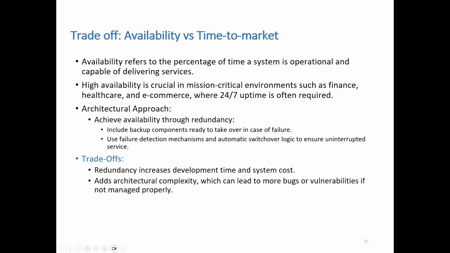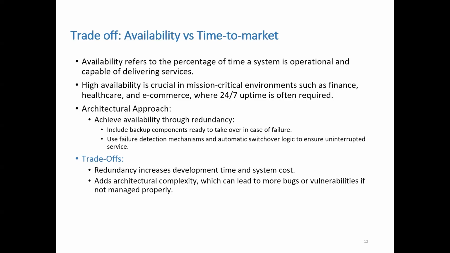Let's talk about availability, which is one of the most critical non-functional requirements in enterprise systems. Availability basically means how often your system is up and running, delivering services, responding to requests, and doing what it's supposed to do. It's usually measured as a percentage of uptime. For example, a system with 99.9% availability is down for less than 9 hours a year.